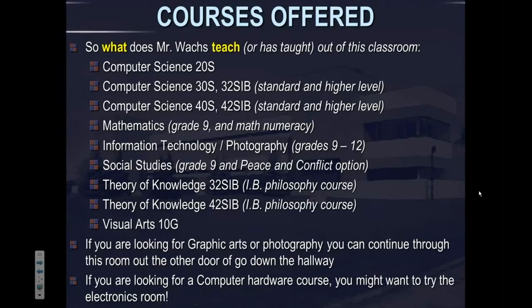Mr. Walks has taught information technology and photography from grades 9 through 12, social studies at the grade 9 level, and piloted the Peace and Conflict course, as he was the first teacher to offer that course. Mr. Walks also teaches the Theory of Knowledge, an IB course at the grade 11 and grade 12 level that all diploma students take, and it is essentially a philosophy course. Mr. Walks has also expanded his creative side and taught visual arts.